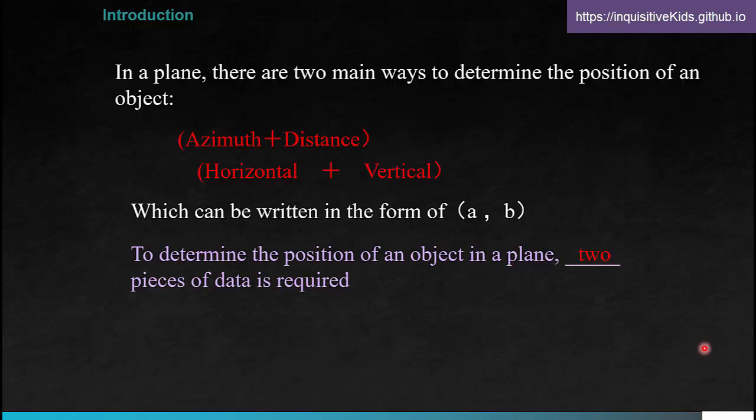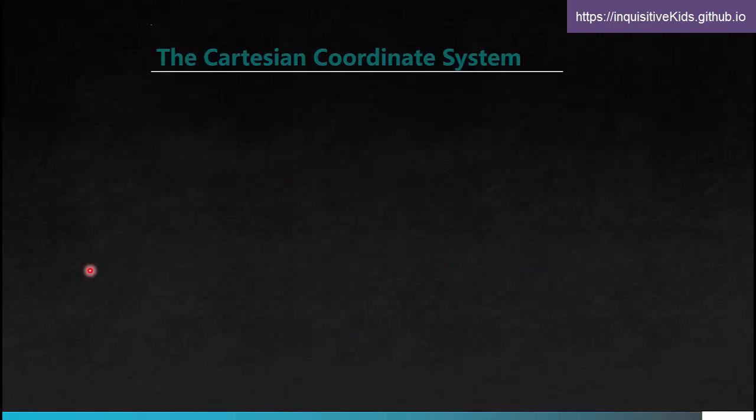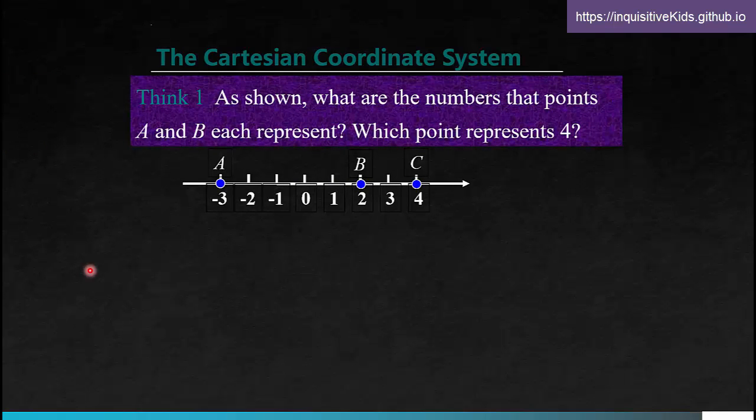Remember, it's two-dimensional. That's why. A plane, you have to remember, is two-dimensional. That's why it's so important to understand that two pieces of data are required to plot a point. So how would you get a followed by b, though, on a Cartesian coordinate plane? Let's look at the coordinate system, the Cartesian coordinate system. Think: as shown, what are the numbers that points A and B each represent?